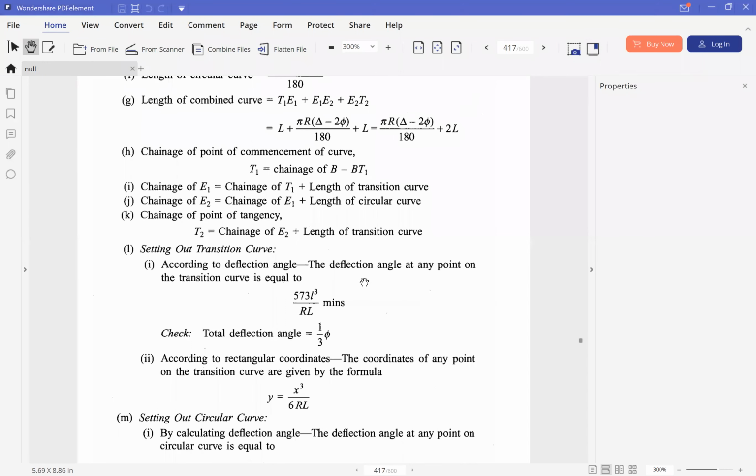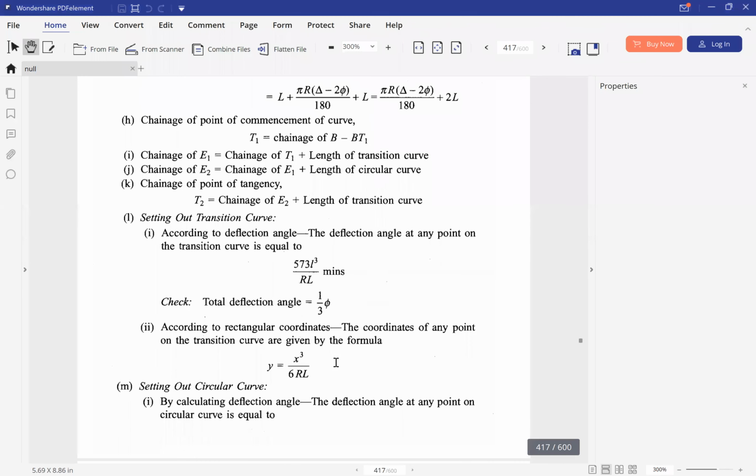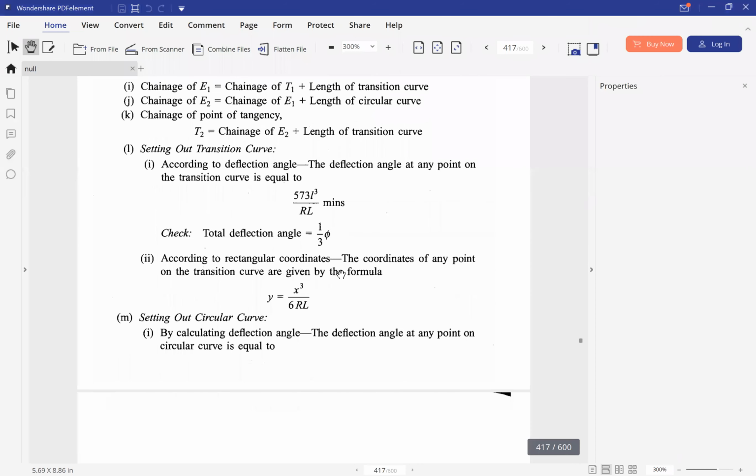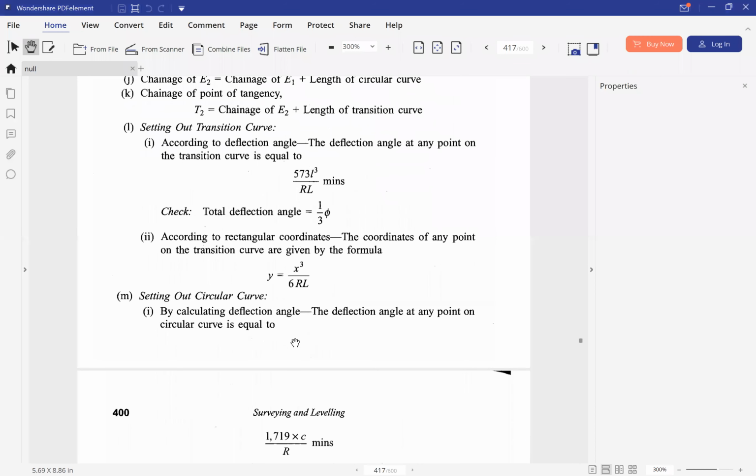Right? And you need to convert it into degrees, minutes, and seconds. The check in this case is that the total deflection angle should be equal to delta by 3, right? If you want to use the rectangular coordinates, then the relationship is y is equal to x cube over 6RL.